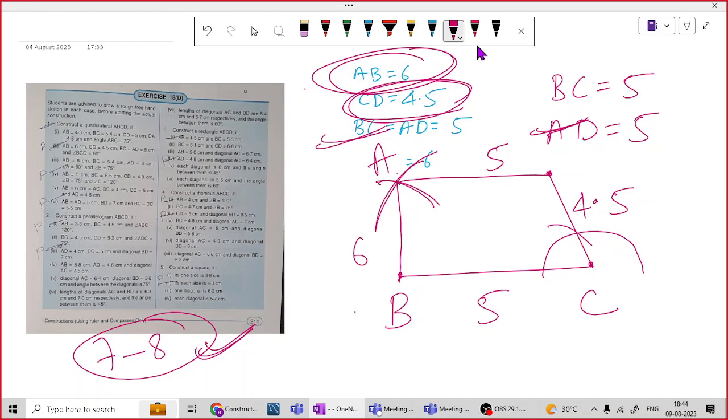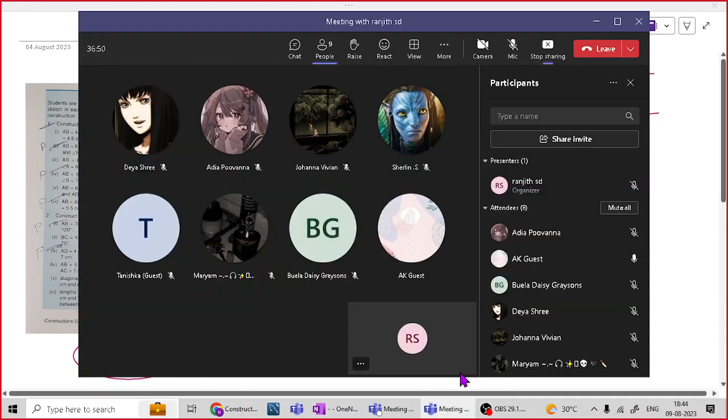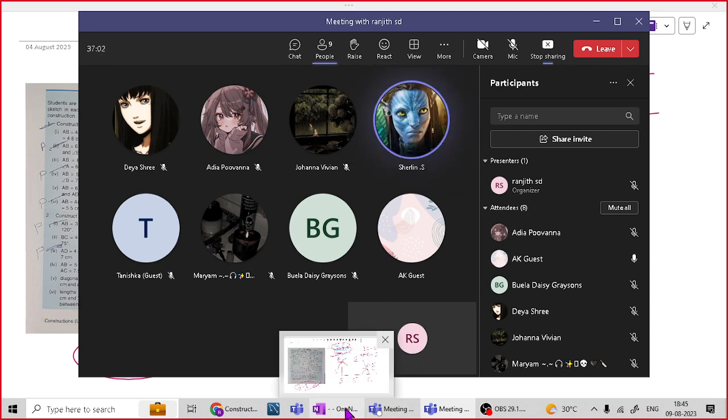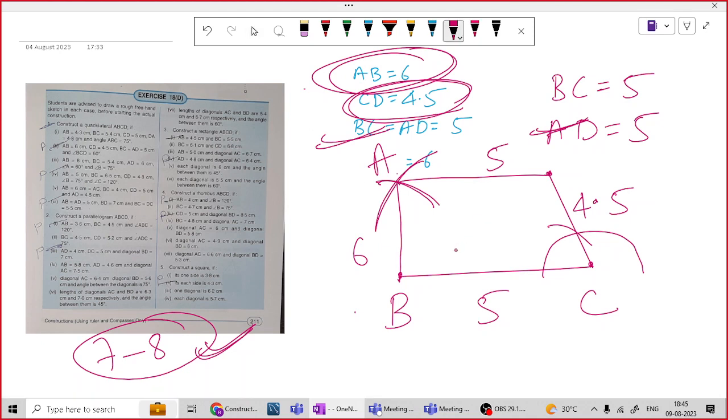Take this diagram. This is a rough diagram. Yes, Sherlin, you can leave. The last part you can watch recordings and try it for homework. Is Sherlin online? The voice is not audible, Sherlin. You can leave. Sir, can you hear me, sir? Yes. Sir, 1 minute, sir. I'll just ask my mom.